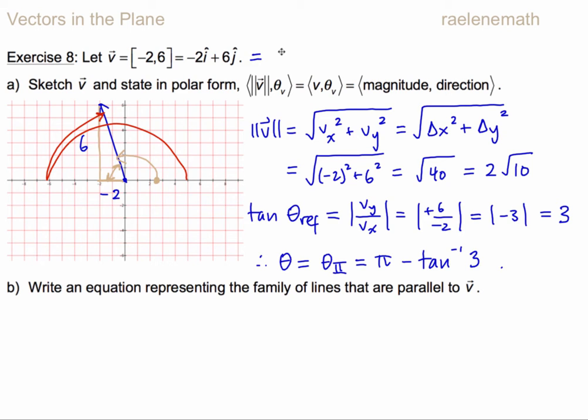And so we can write the vector using angled brackets for the polar form to give the magnitude of 2 root 10 and the angle of pi minus tan inverse of 3.